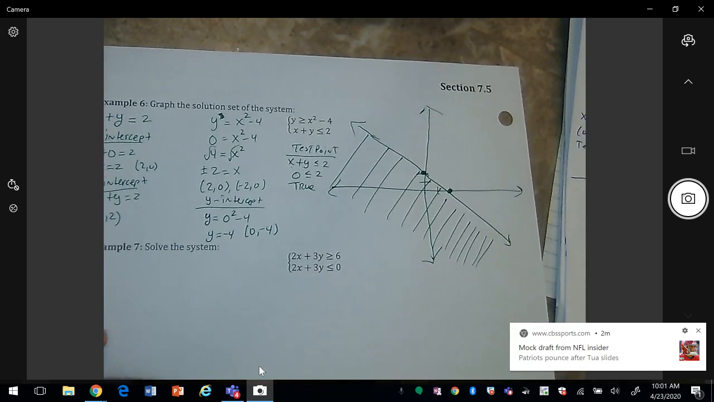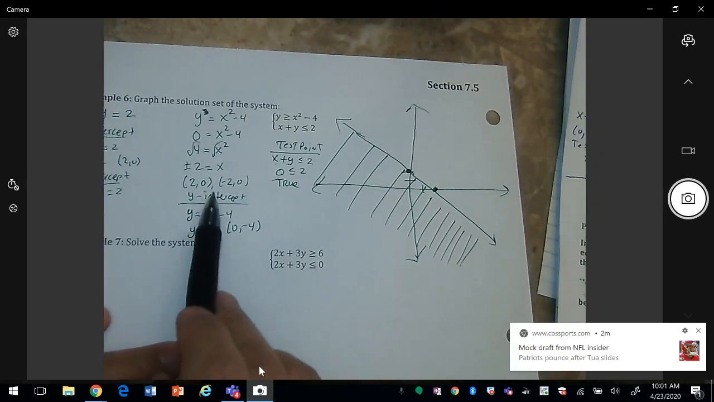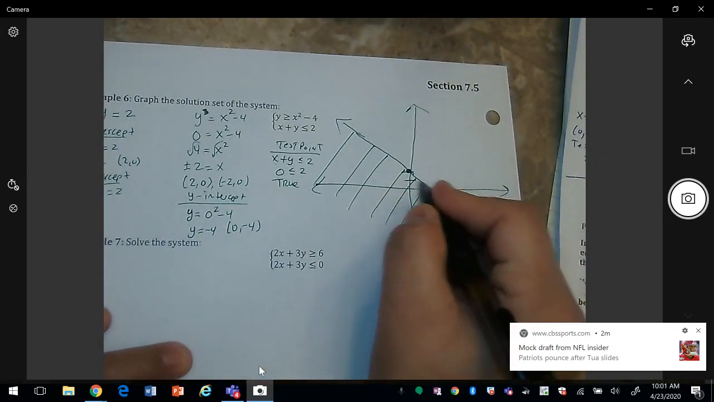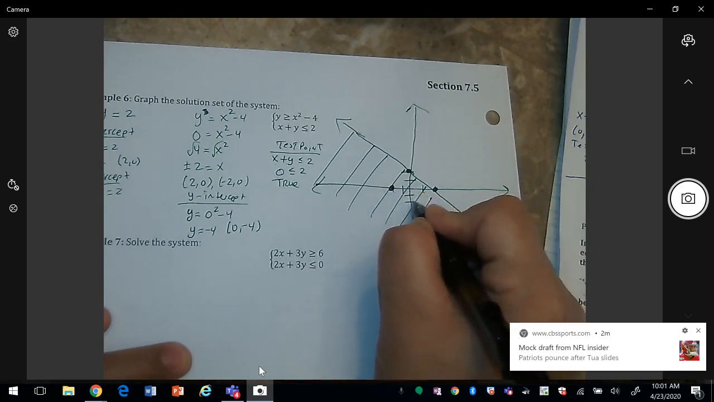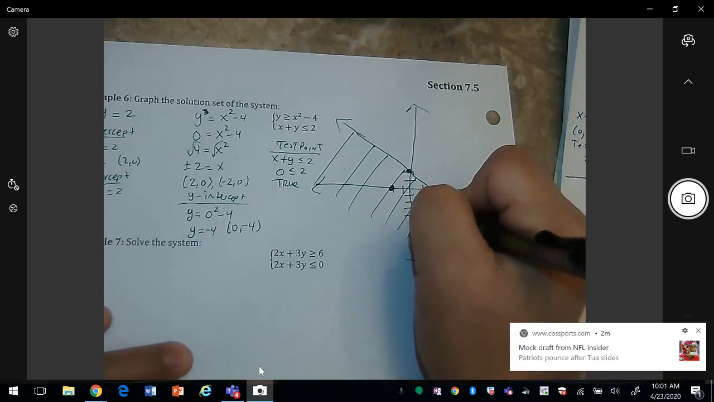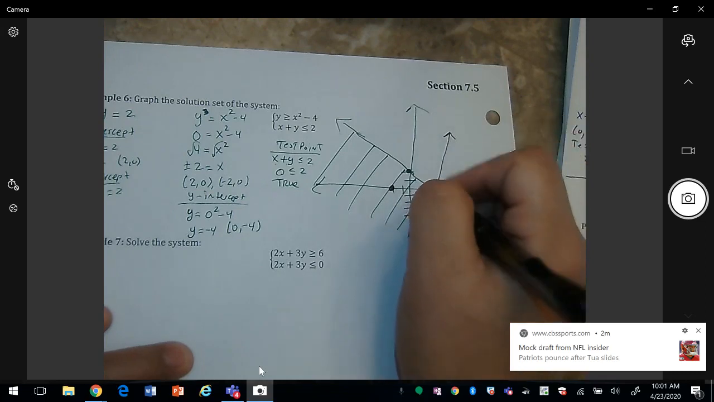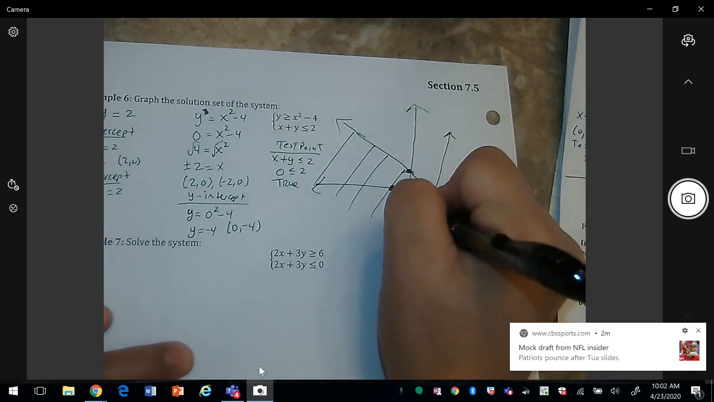Then the next equation is a parabola with 2, 0 as an x-intercept and negative 2, 0 as an x-intercept, and 0, negative 4 as our y-intercept. It is a solid line since we have the less than or equal to sign or greater than or equal to sign.